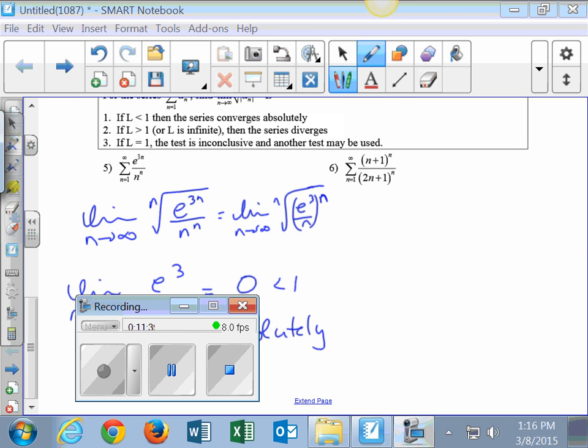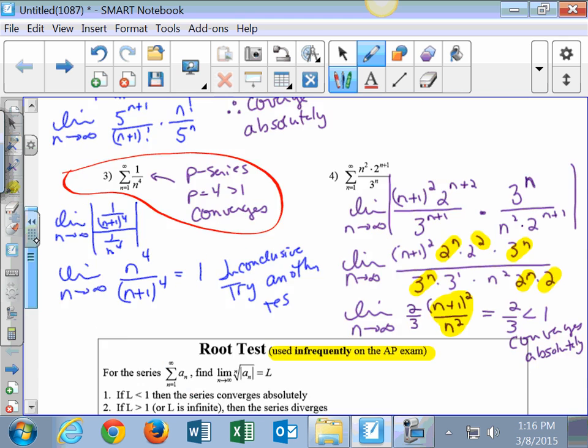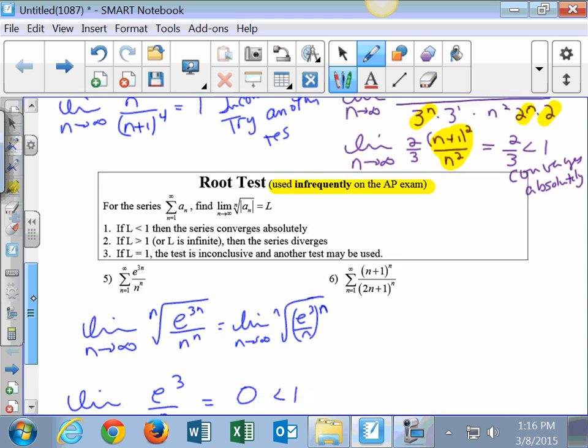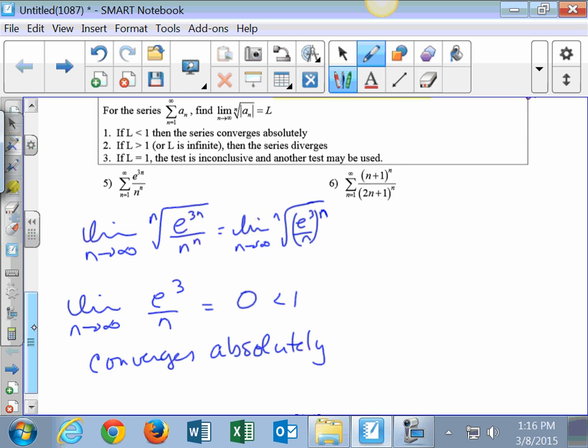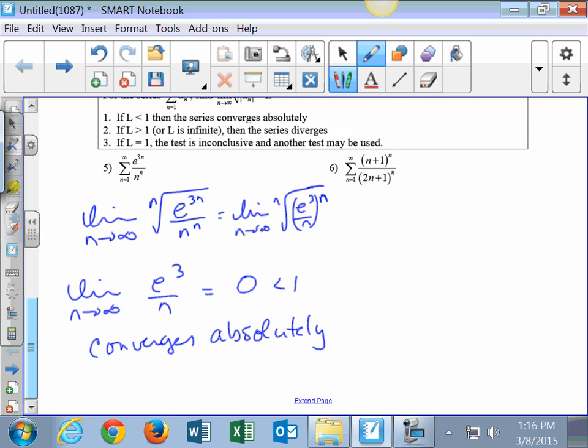Okay, this is the plan for the rest of the period. I want you and your partners, in your groups, to work together and do number 2. I do believe we skipped number 2, didn't we? Yep. I'd like you to do number 2 and number 6. Number 2 is probably going to be the ratio test, and number 6 is probably going to be the root test.